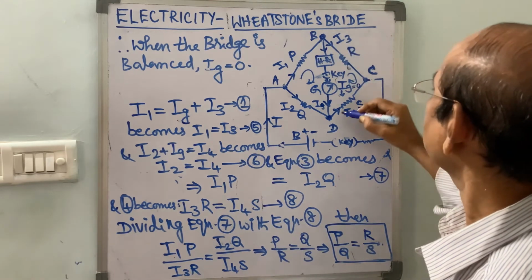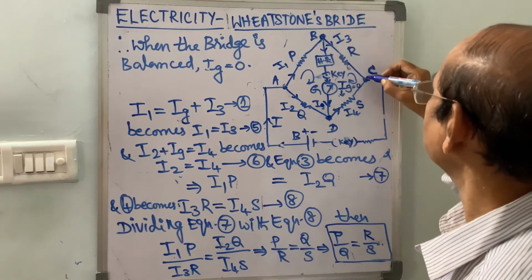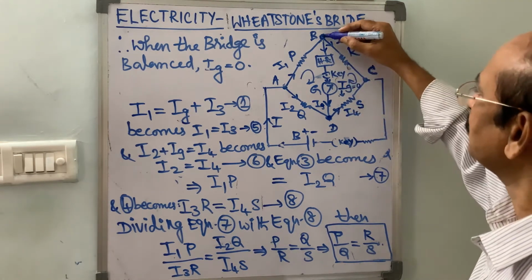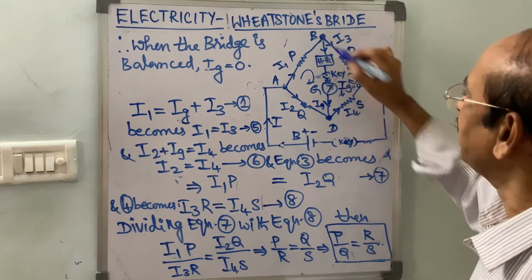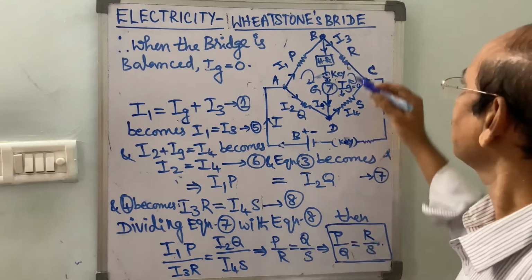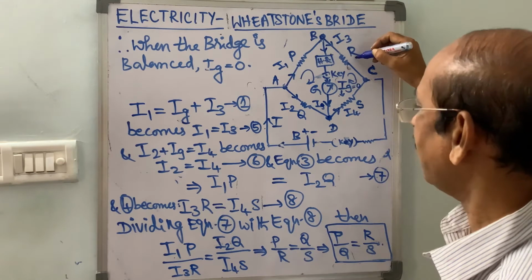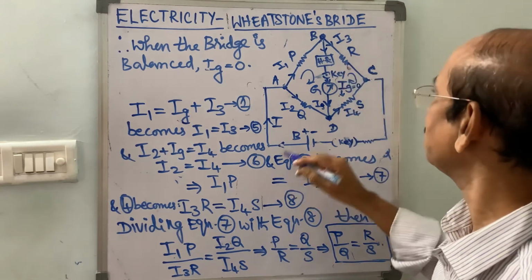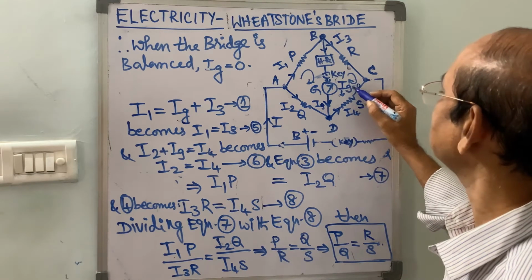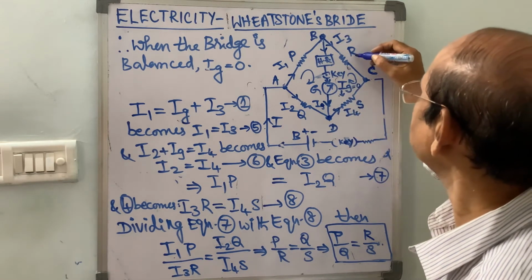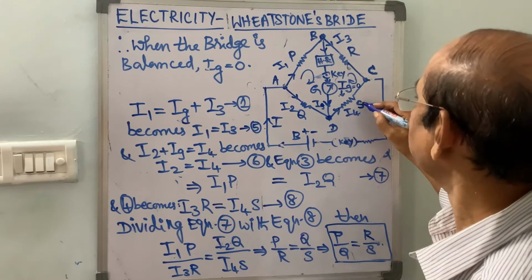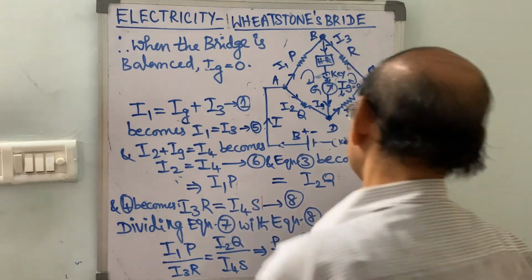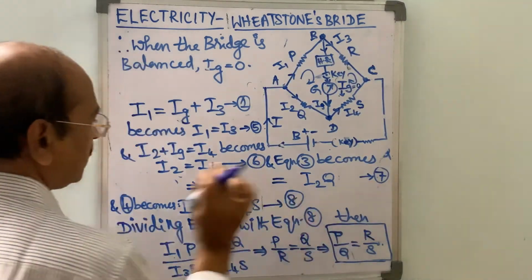Similarly, the fourth equation is obtained when applying Kirchhoff's voltage law to this second half part, that is closed loop BCDB. So according to this, I3R minus I4S minus IGG is equal to 0. When the bridge is balanced, IGG is 0. Therefore, I3R is equal to I4S. So third and fourth become seventh and eighth.